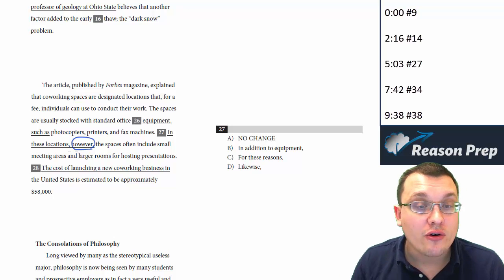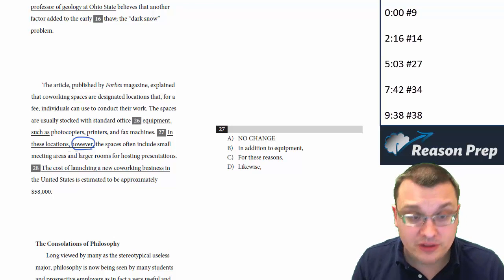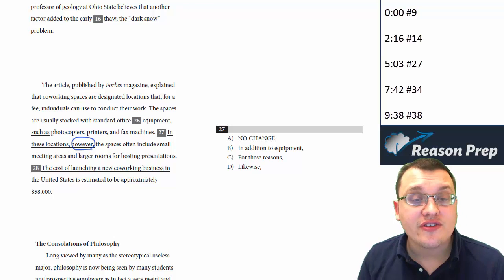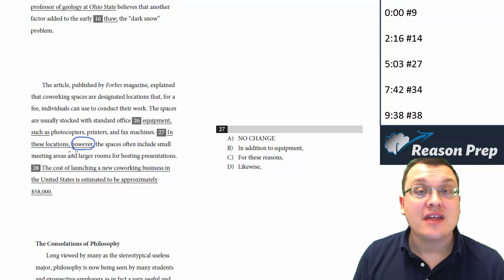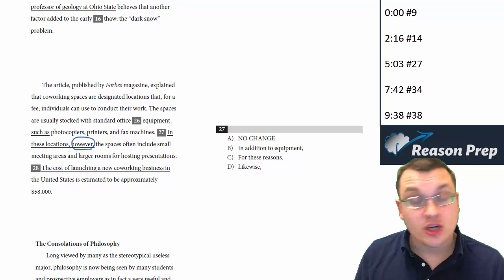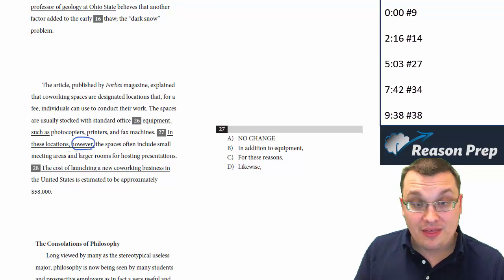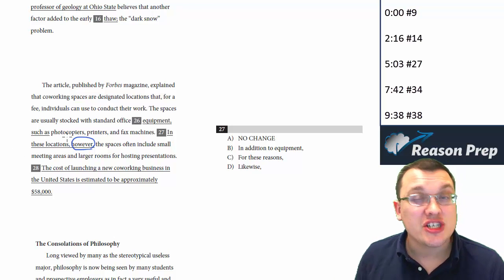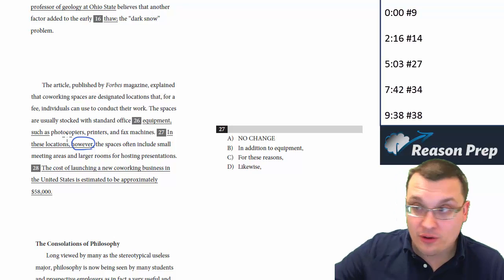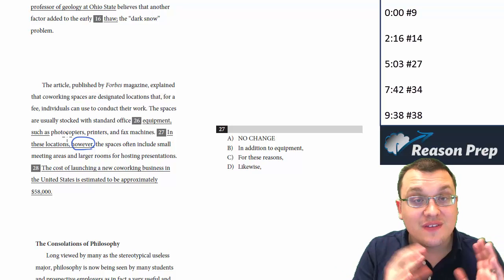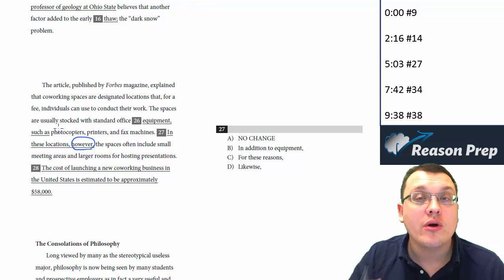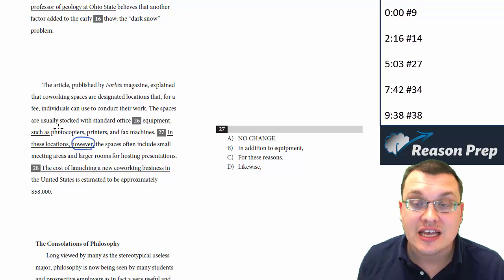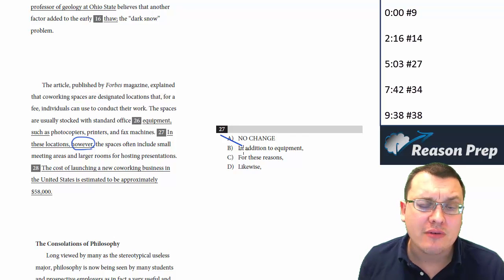They're stocked with standard office equipment. They apparently contain small meeting areas and larger rooms for hosting presentations. These sentences are listing out the benefits of and the features of these co-working spaces. They do not require a transition here, though. We're not saying that, oh, and however, there are these other spaces that do this thing. These are all describing the same space, and therefore we need words that show that building on of a particular idea or the addition of more examples. So for that reason, we can get rid of A.